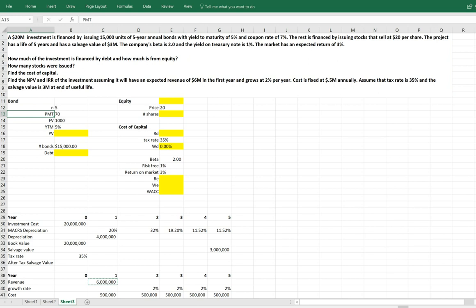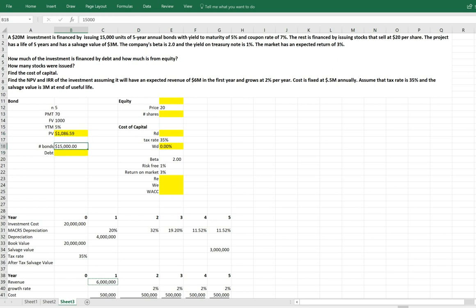First we're going to look at the price of the bond. The coupon rate is 7%, which means it pays $70 per year. The face value is of course 1,000 and the yield to maturity is 5%. So the present value, or price of the bond: rate is 5%, number of periods is 5 years, payment is 70, future value is 1,000. Each bond is selling for 1,086.